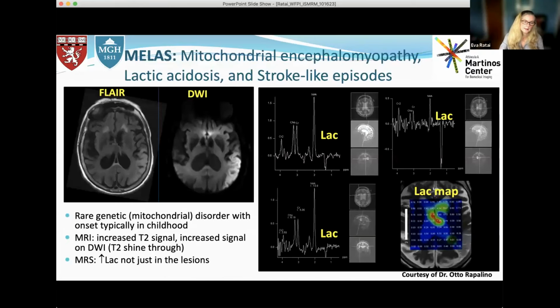MELAS is also another example where spectroscopy can be helpful. It's a rare genetic mitochondrial disorder with onset typically in childhood, and you do see increased T2 signal on T2 and also increased signal on DWI. And interestingly, we see a lot of lactate, not just in the lesion here, but also tons of lactate in the CSF and even in normal appearing white matter. So if there is a lot of lactate, not just in the lesion, you should definitely think, oh, this could potentially be MELAS.